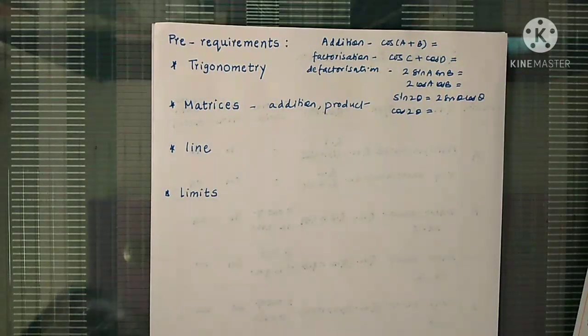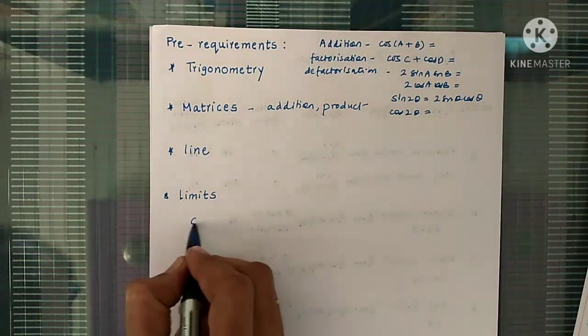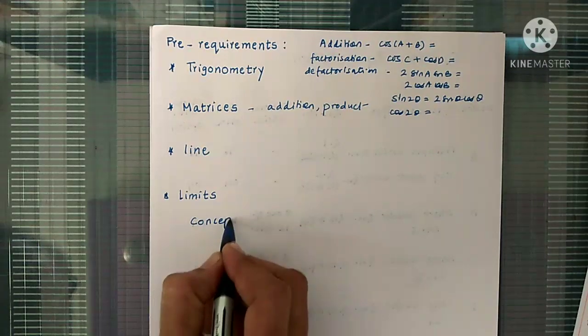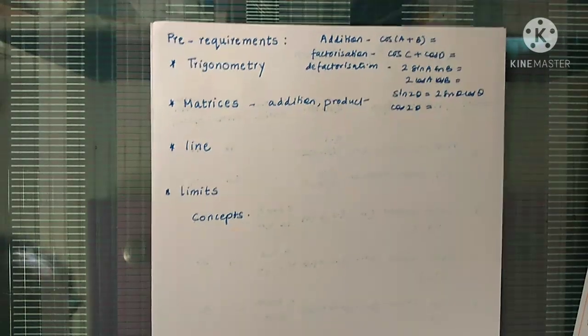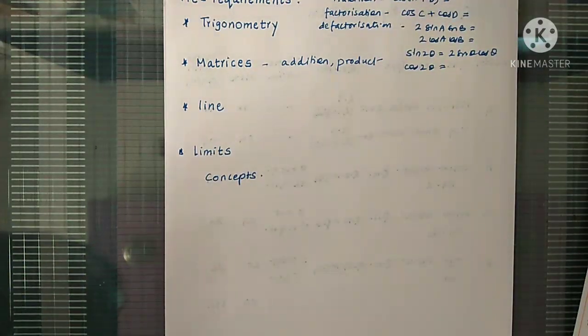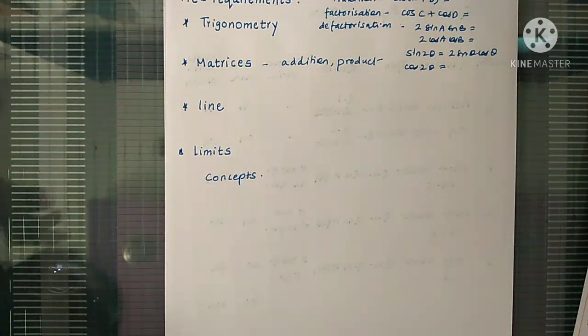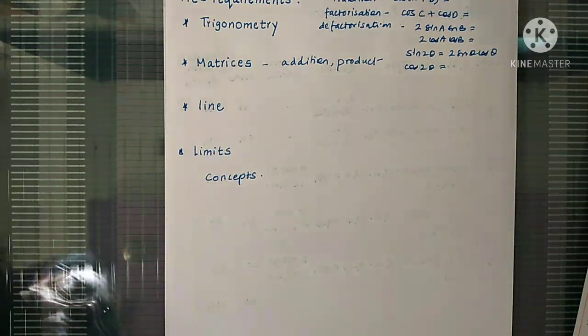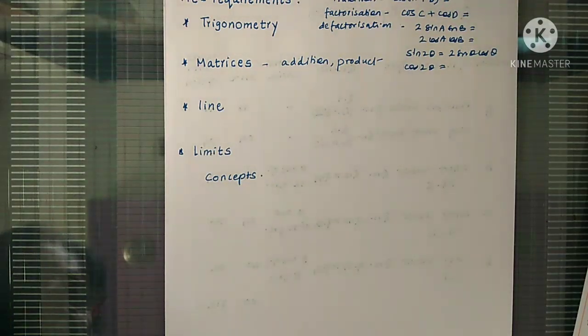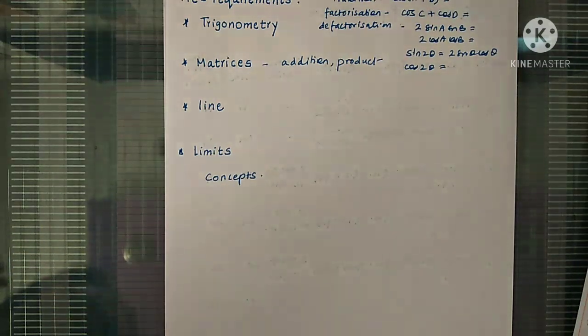Then the next one is how to study. The first part is the concepts. That is the most important thing. Whatever topic is there, first learn that concept thoroughly. Once you learn the concept, you can solve any type of example based on that concept. So that is the most important thing. So the first important thing is, first of all, understand the concept thoroughly. That is the first one.